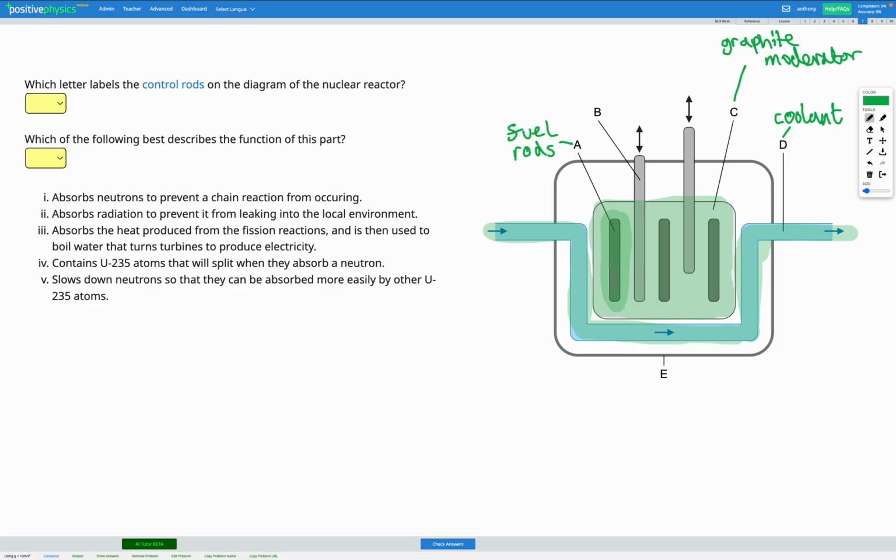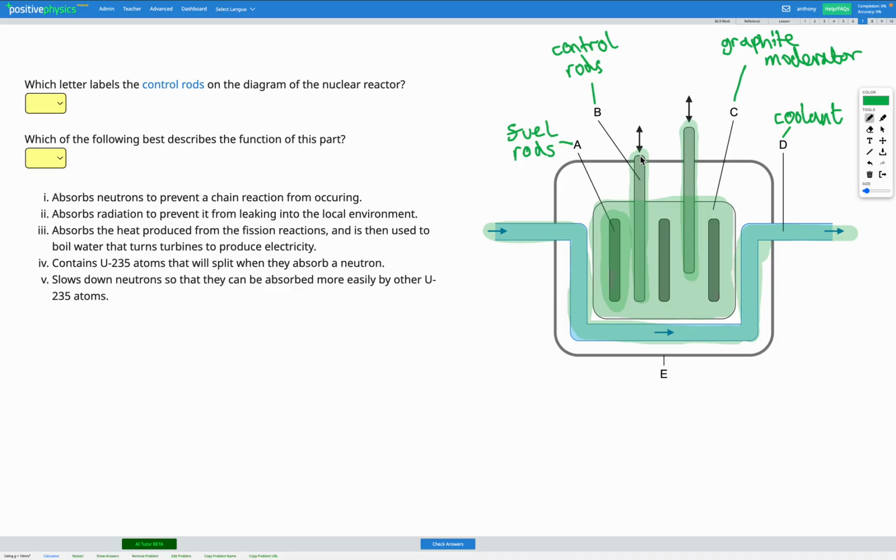Now, a problem we might have here is that every uranium-235 that splits forms multiple neutrons. If all those neutrons went on to cause another fission reaction in another uranium-235, pretty quickly our reaction would get out of control. That's called a chain reaction. So we have these control rods labeled B here. And you can see there's those arrows showing those rods are moved in and out.